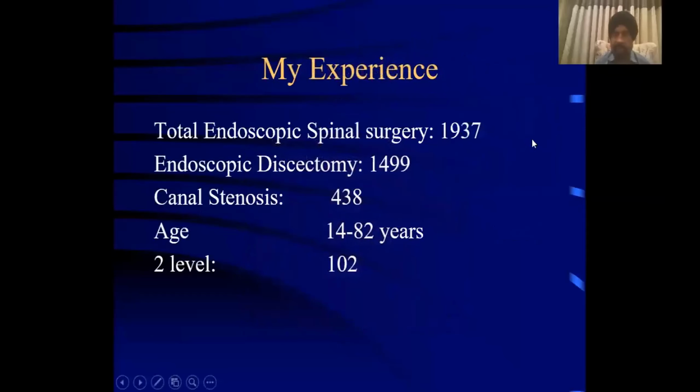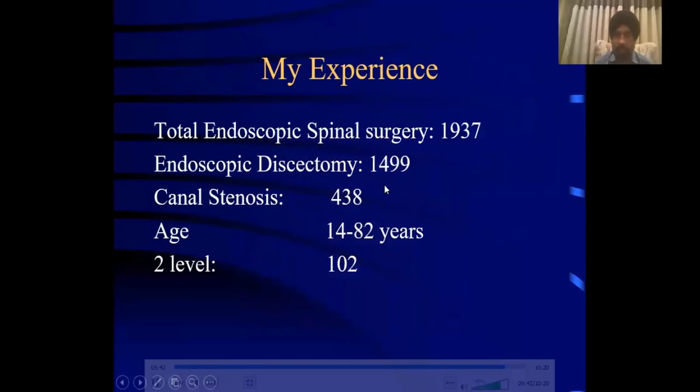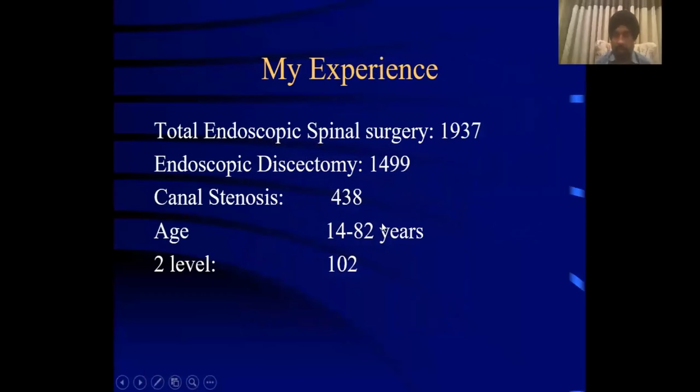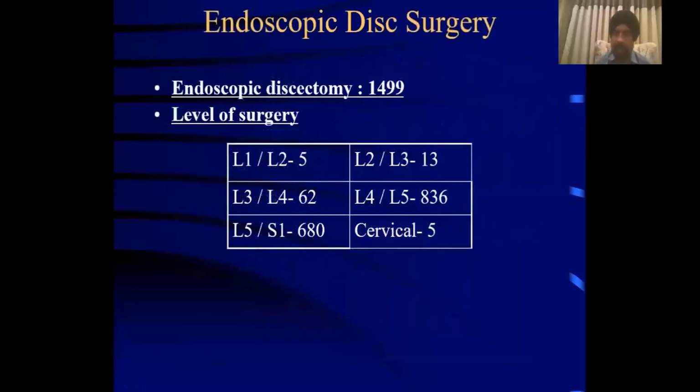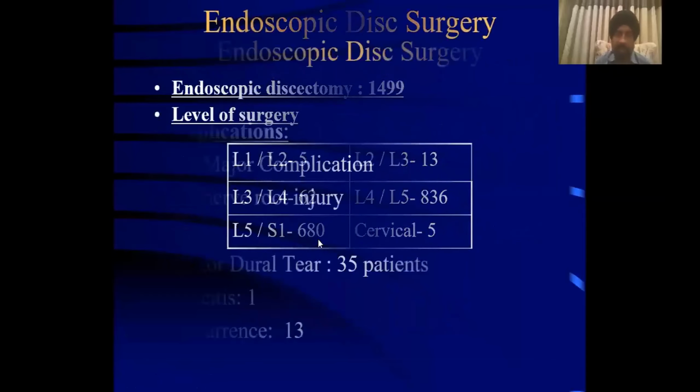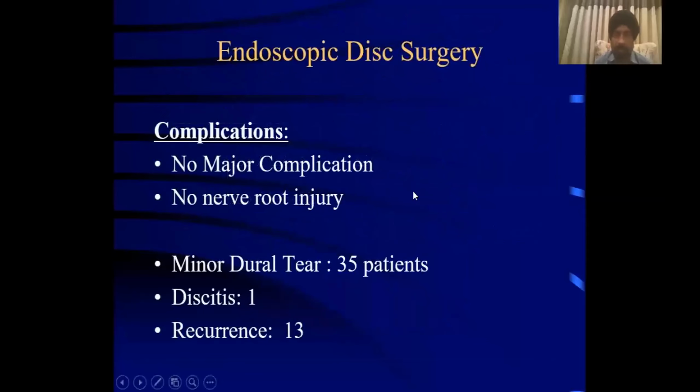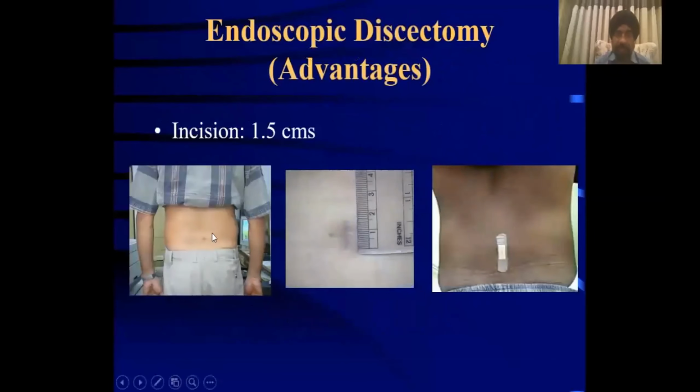So in the last 17 years, I have operated on nearly 2,000 patients endoscopically, out of which 1,500 were disc herniation and 500 were canal stenosis. And most of these cases were at L4-5 and L5-S1 level. There was no major complication, no nerve root injury in this series. 35 patients had a minor dural tear. This is just to show the incision, which could easily be covered with a band-aid.